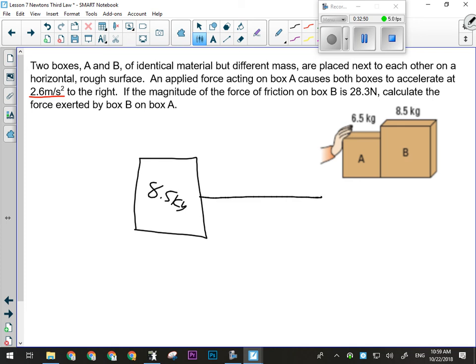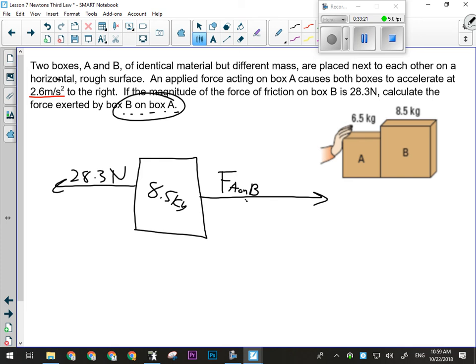I know there's a force forwards on box B from A. That's the force of A acting on B, and that force will be equal to, but opposite, the force of B on A. And that's what we want. So if I can find this force, I'll know this force. The other forces involved are friction, and it's 28.3 newtons. All right, so I know the force of friction.